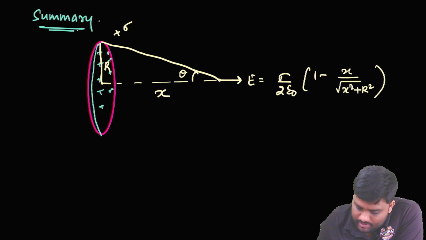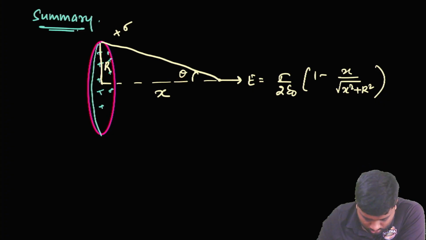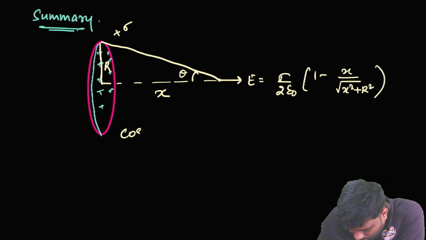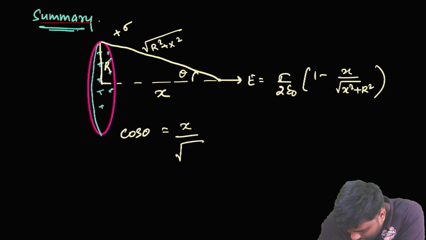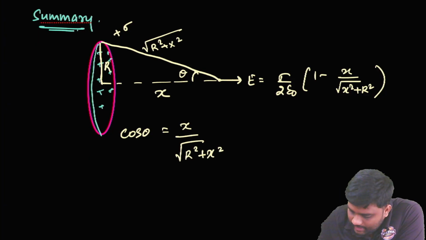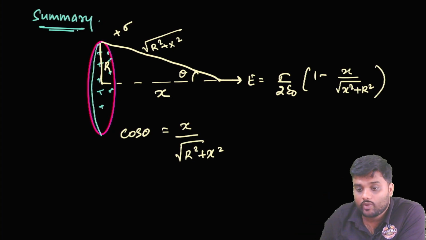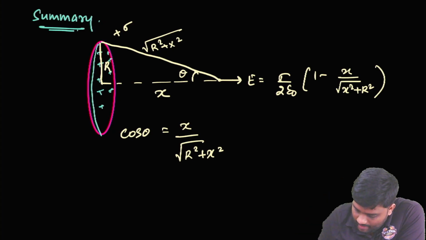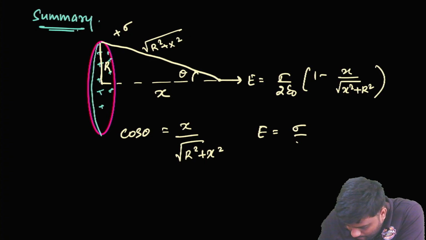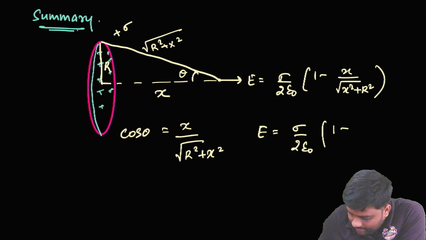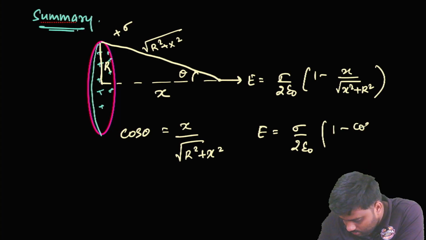Meanwhile, if you observe it carefully, sir, this is a 90 degree angle, theta, right? So here if I put cos theta for this triangle, it comes out to be x upon under root r square plus x square. That means I can replace cos theta by x upon under root x square plus r square. That means electric field comes out to be sigma by 2 epsilon naught 1 minus cos theta, so you can directly write it like that also.